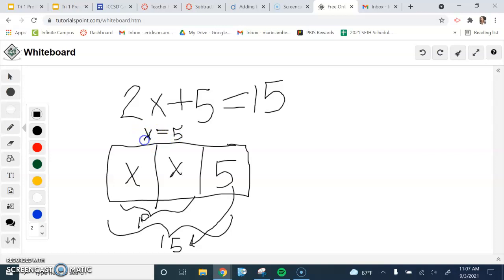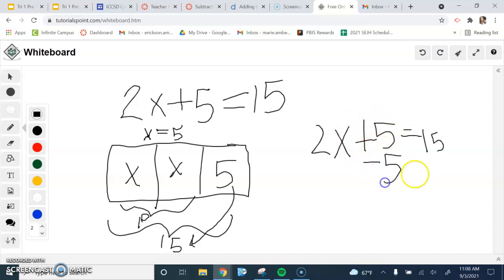Okay? The other way that you can do it is through backwards PEMDAS. So we would start with 2x plus 5 equals 15. And so remember backwards PEMDAS, that means we start with our addition and subtraction first. Do we have any? Yes, we have addition, so we need to do the opposite. So subtract 5 on both sides. And you're left with 2x over here.